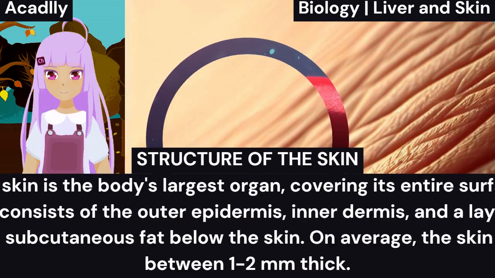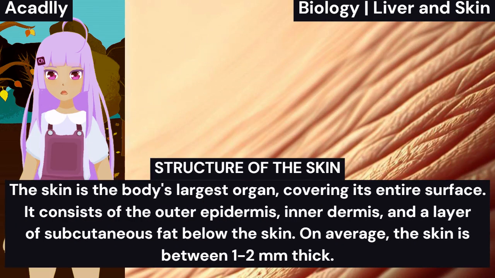Structure of the skin. The skin is the body's largest organ, covering its entire surface. It consists of the outer epidermis, inner dermis, and a layer of subcutaneous fat below the skin. On average, the skin is between 1 to 2 millimeters thick.